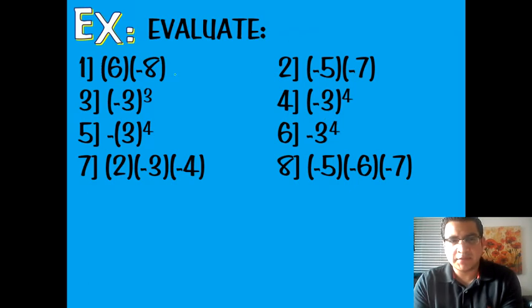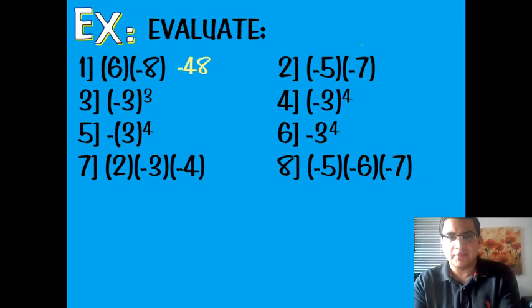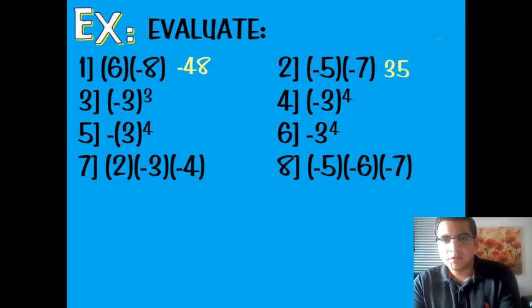The first one, we got 6 times negative 8. Well, I know positive times negative is a negative, so my answer is gonna have to be negative. And I know 6 times 8 is 48, so negative 48. So hopefully you got that. Thumbs up if you did. This one here, we have a negative and a negative, so our answer is gonna be positive, so positive 35.